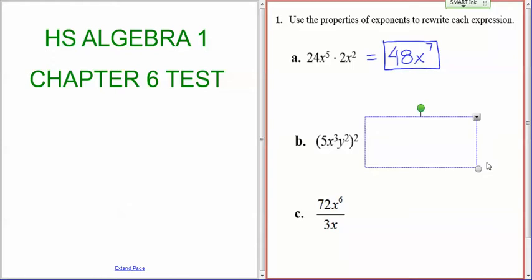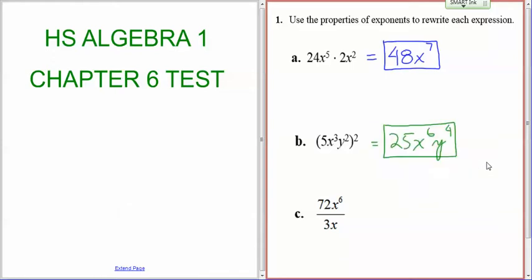Second one, 5x cubed y squared, all squared. Well, we have to square everything that's inside of here. So 5 squared is 25. X cubed squared is x to the 6th, because when I'm doing a power to another power, I multiply those powers. 3 times 2 is 6. And y squared squared is y to the 4th, because 2 times 2 is 4.